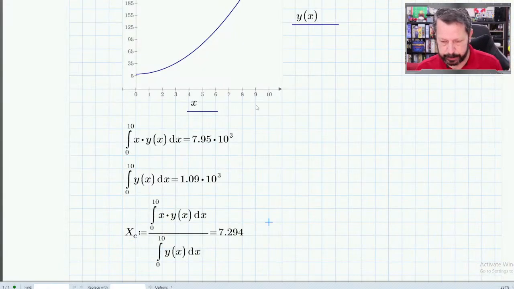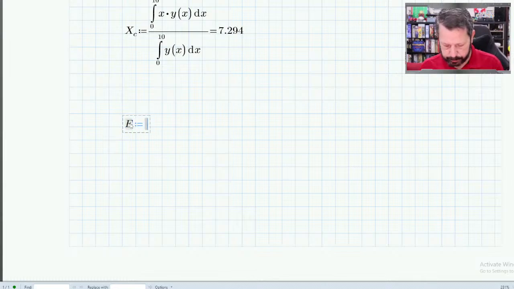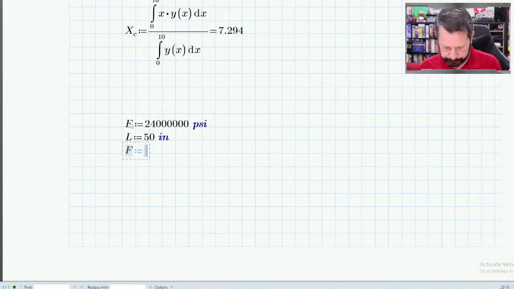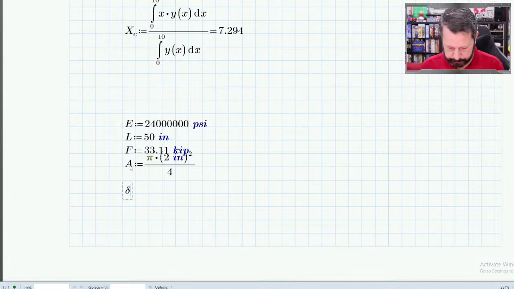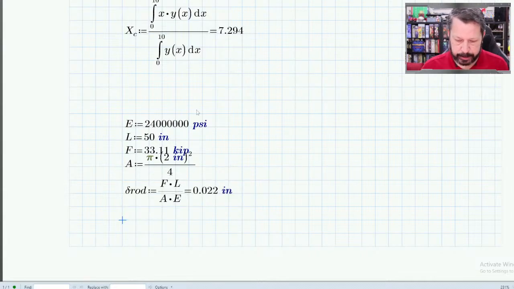I do have MathCAD still open, so let's just figure out what that is. E was 24 million PSI. L was 50 inches. F was, I forgot, 33.11 kip. And A, whoops. A, what's the deal? A is equal to pi times, my diameter was 2 inches, pi d squared over 4, and then delta of the rod equals F times L over A times E. All right, 0.22 inches.